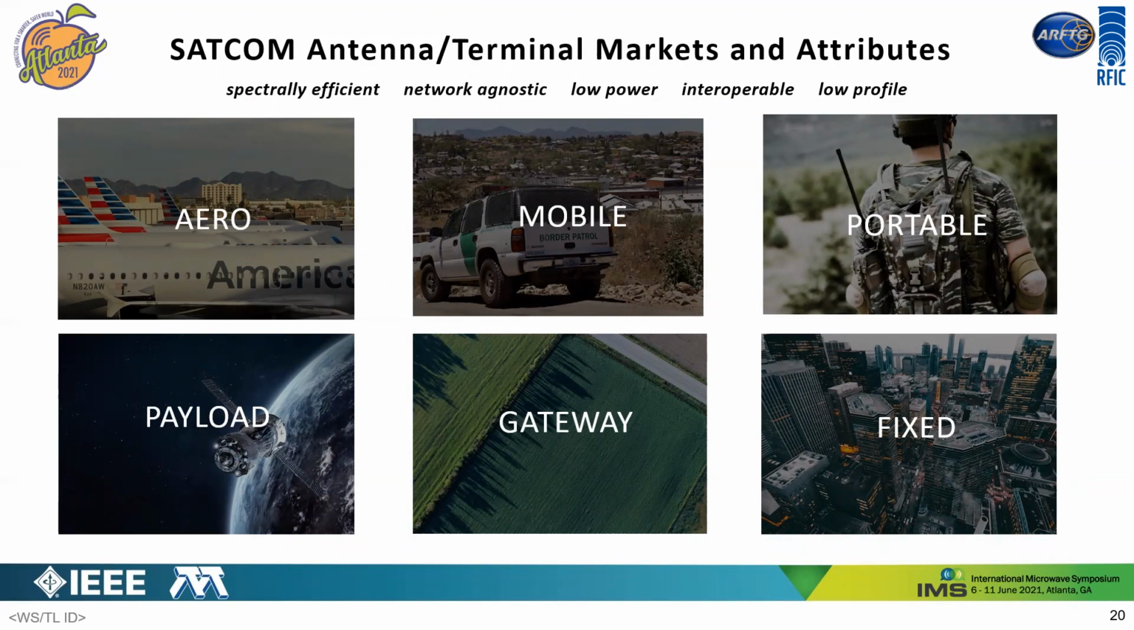And mobile markets, including both commercial and government comm on the move, man-portable systems, which can be quickly or even instantly deployed in remote locations, satellite payload antennas, i.e. the antennas on the satellites themselves, which are key for various functions, including user beams, crosslinks, gateways, and gateway antennas. Those are the big antennas on the ground, typically large parabolic dishes that are used to backhaul the satellites.